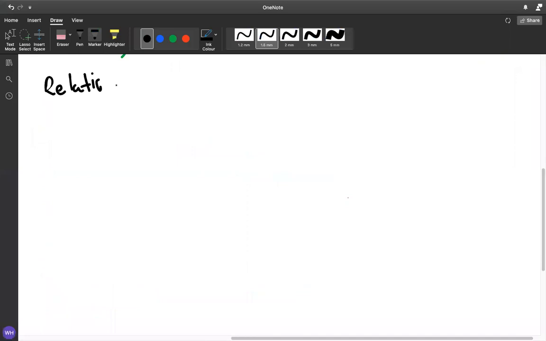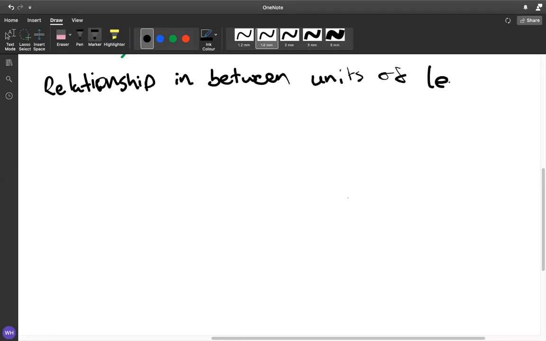Relation in between units of length. Finish?